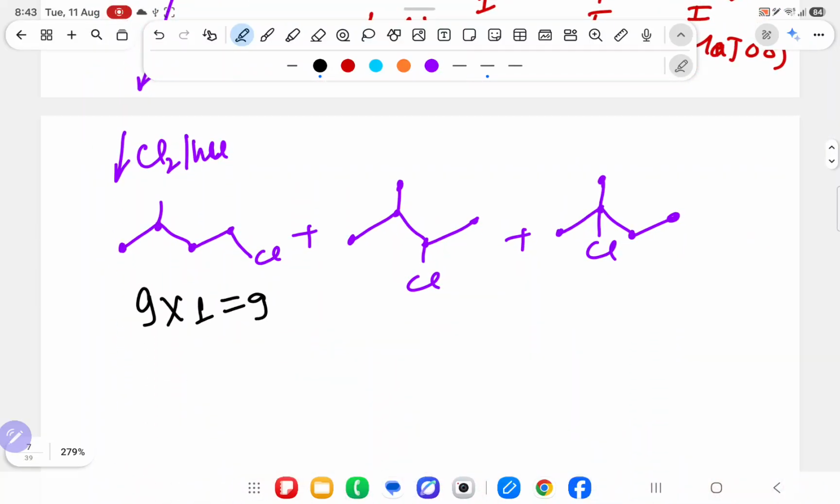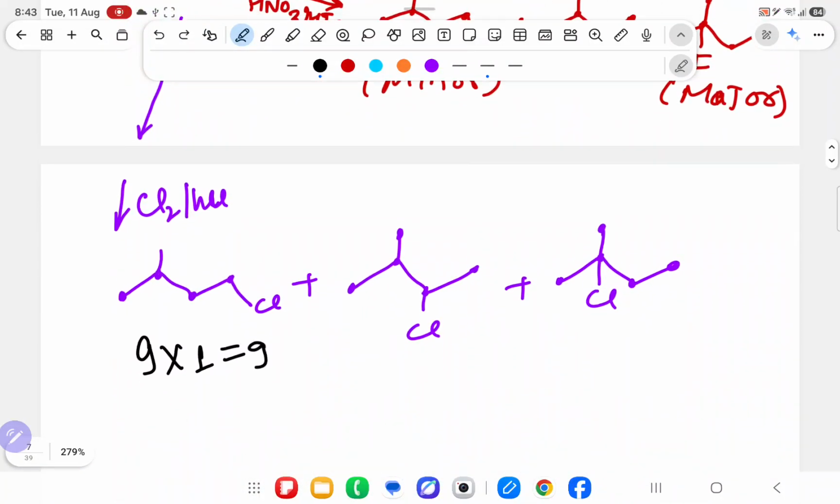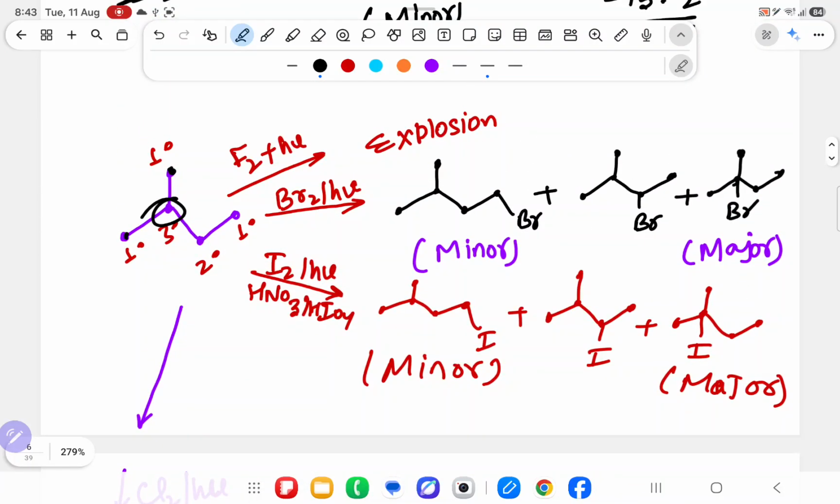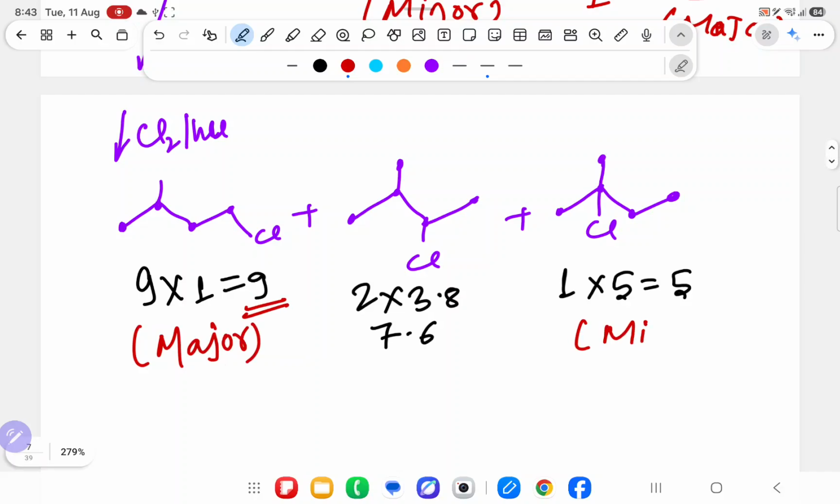So 9 into 1 is 9. How many 2 degree hydrogens, sir? Over here only one place and 2 hydrogens are there. So 2 into 3.8, that is 7.6. How many 3 degree hydrogens, sir? Only one 3 degree and only one hydrogen is there. So 1 into 5. So in this case, which one is major? Previously 3 degree was major for chlorine, but now 1 degree is coming as major because it has the major value, and 3 degree is coming minor. So for chlorine, you can't say directly 1 degree, 2 degree, 3 degree major or minor, something like that.